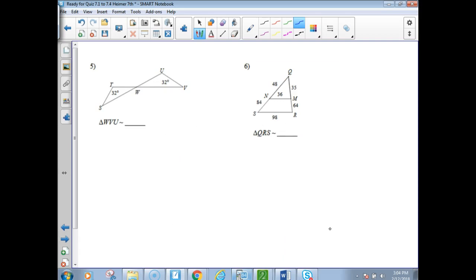All right. The 32s are really hard to tell where they're meant to be. I want to share with you that they're by S and V. Vertical angles are congruent. These triangles are automatically similar by angle-angle similar. Let's see. It says WVU, so we have to do WST.